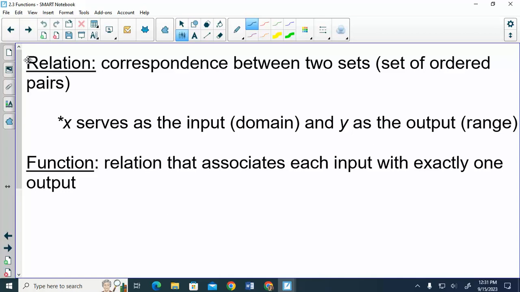A function is a specific type of relation where each input gets exactly one output. So if I said x plus 2, that could be a function. Because when I take a number and add 2, do you ever get more than one answer? No. Every time I do 3 plus 2, I get 5. It's not like I'm going to do 3 plus 2 today and get 5, and tomorrow 3 plus 2 will be 6. So I'm only getting one answer. That makes it a function.